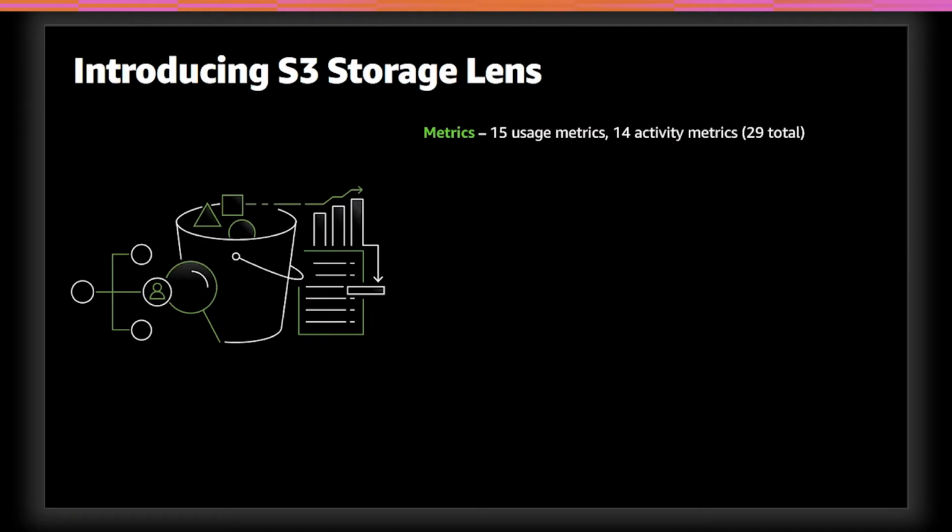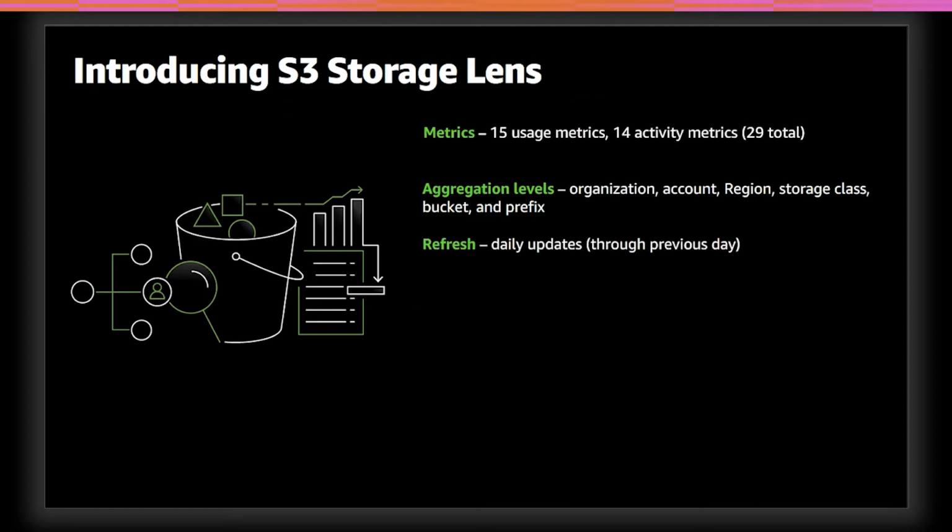This leads me to my next point, which is the aggregation levels. S3 Storage Lens provides aggregation from the highest level of AWS Organizations down to the very granular level of prefix. Because the metrics are pre-aggregated at these various levels, it allows you to easily perform drill downs and analyze your storage without waiting for long computation times to display the results. Third, the metrics are available on a daily basis. Think of it like a daily snapshot for you to see how much usage and activity you had for the previous day.